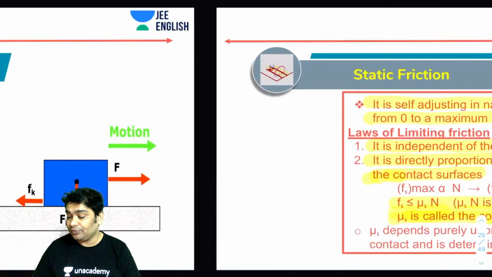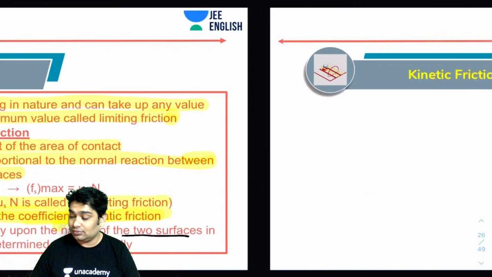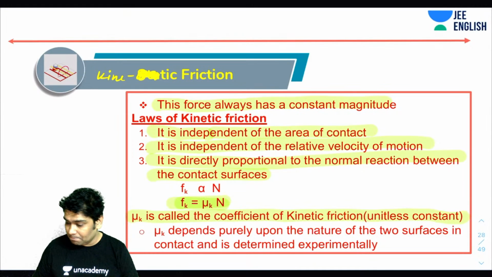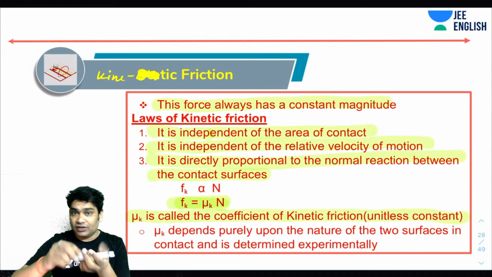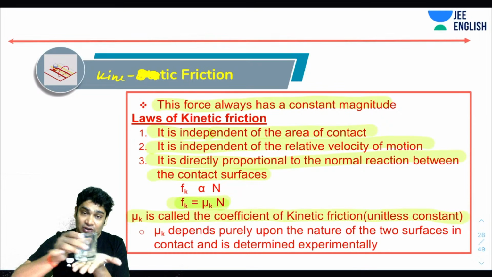Okay, Suraj, for two surfaces. So for example, between my hand and this pen, there will be one coefficient of friction. Between my hand and this glass, there will be another coefficient.